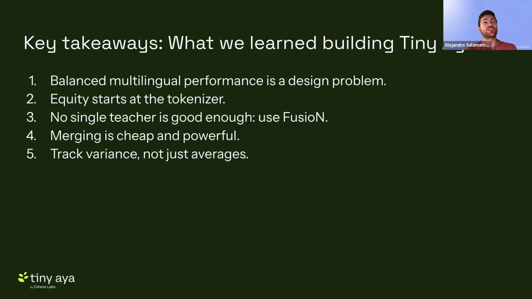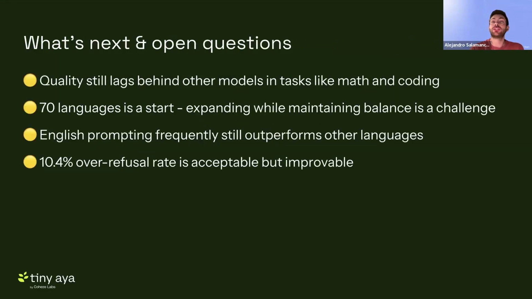And for evaluations, we saw that we don't need to just track the average. We also want to get the full picture and track the variance. That was quite insightful and interesting to do in this project. We still have some open questions and things for what's next. We've seen that quality still lags behind other models in some tasks like math and coding that are more reasoning heavy. Our model is a non-reasoning model, so I guess future versions could improve that.